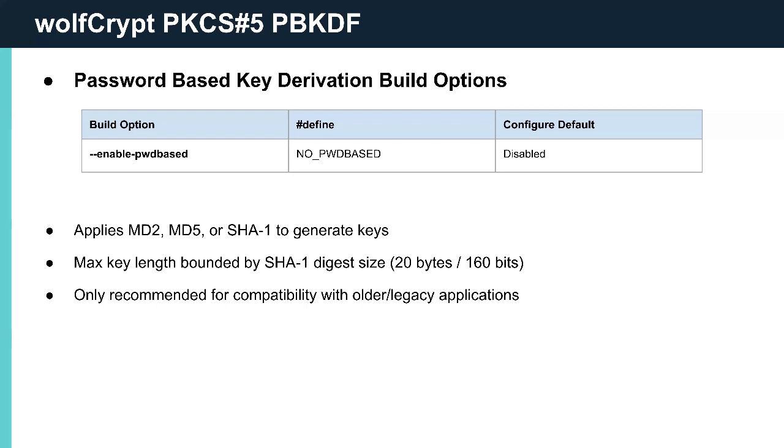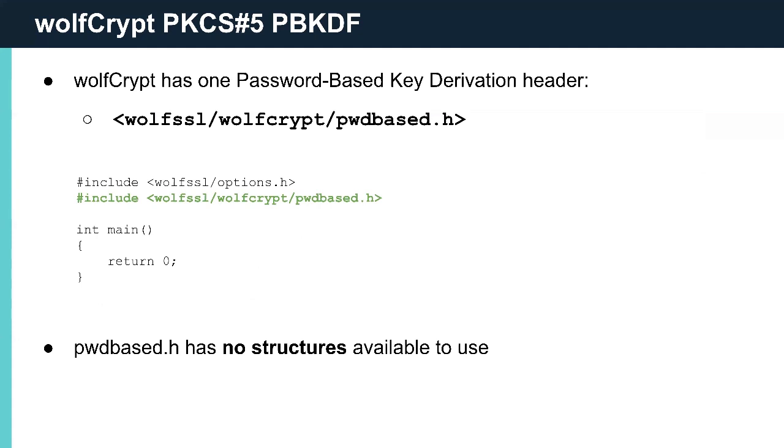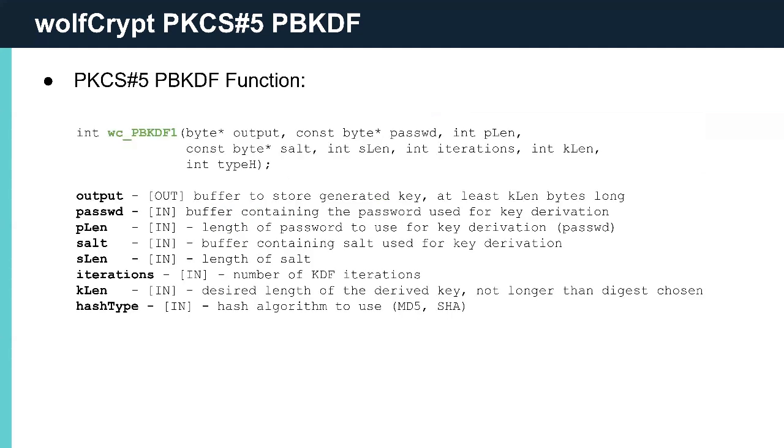So first up is the PKCS5 PBKDF. We have one enable option, enable-pwdbased, which will group several of these together into that one enable option. You have one header to use, pwdbased.h. It has no structures, which is different than the algorithms we've seen in the past. Just a function to use, wc_PBKDF1.